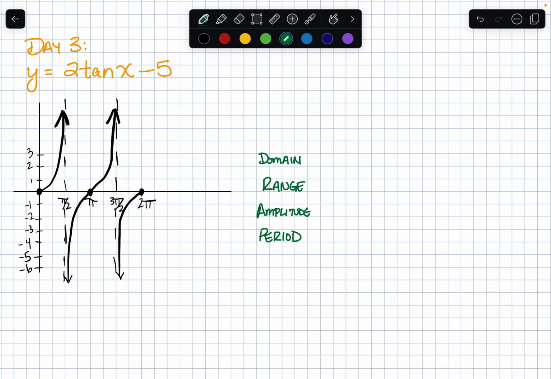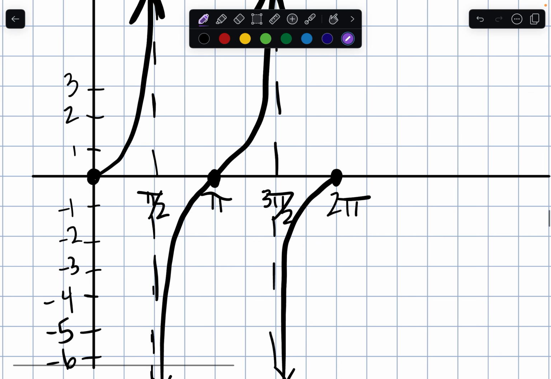Now I can see that there is an a value of 2. But here's the thing with the a value of 2: it wouldn't necessarily affect any of the zeros or any of the asymptotes. If I got real nitpicky, technically there is a point here at pi over 4, comma 1. Technically that stretches to 2, but the zeros are going to stay the same.